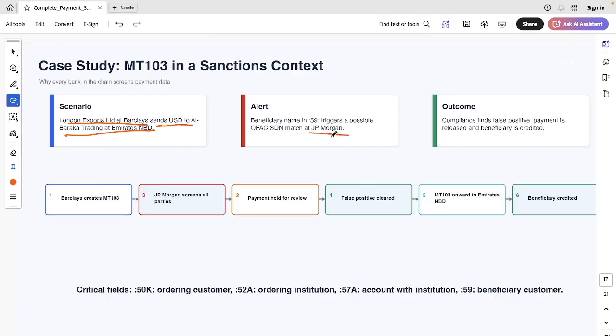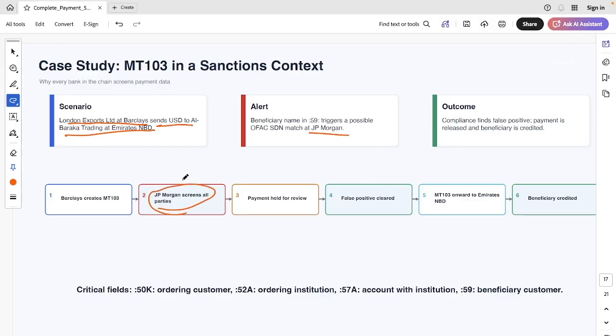The ordering customer is screened. The ordering institution is screened. The account with the institution is screened. The beneficiary customer is screened. So JP Morgan screens all the parties.